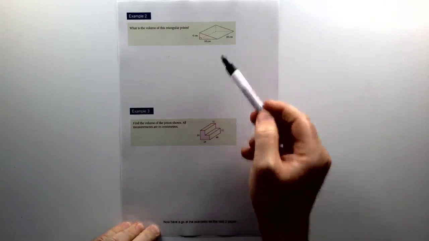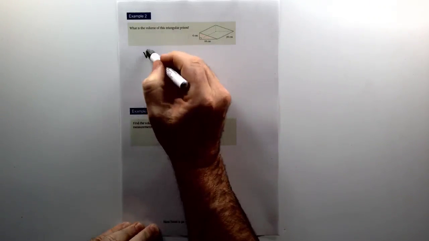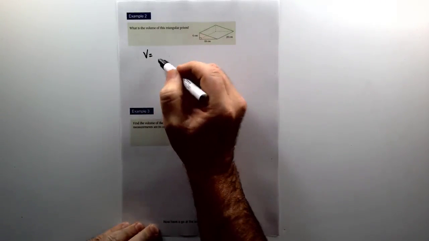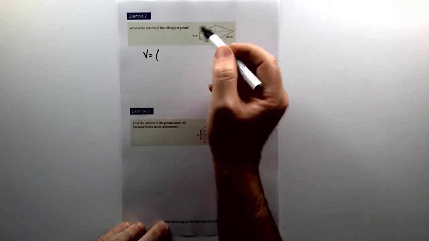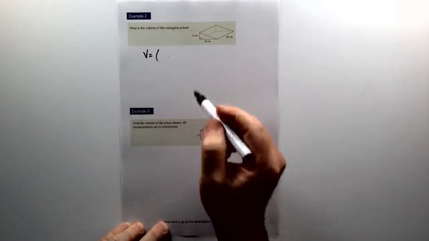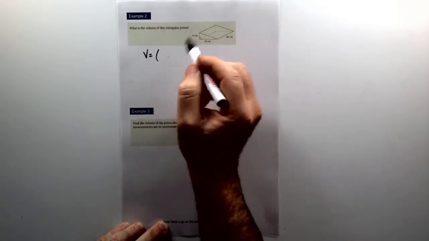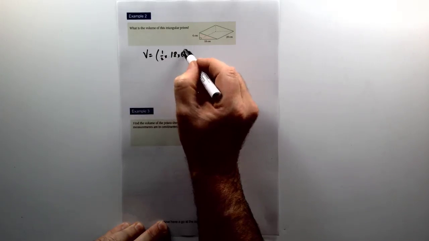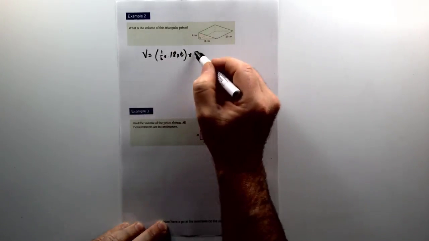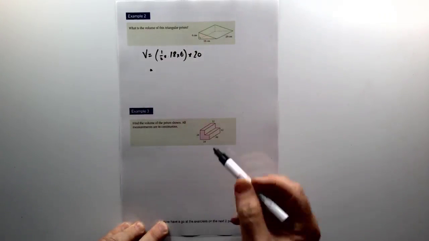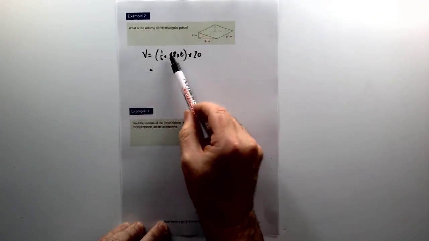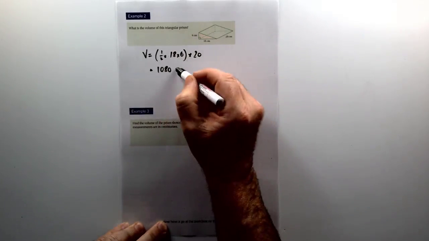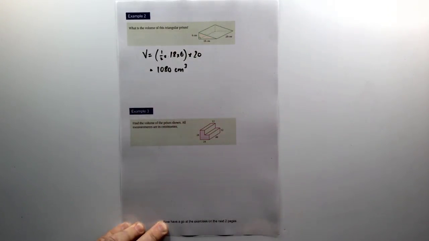Okay, so we're working out the volume of this triangular prism. So the volume is equal to... Now the base area is a triangle. I'm going to put it in brackets because it's a bit easier to understand, but you don't need these brackets. The area of any triangle is half times the base times the height, and then we multiply it by the height of the whole prism. That's going to give us 54 times 20, 1080, and that's going to be in cubic centimetres.